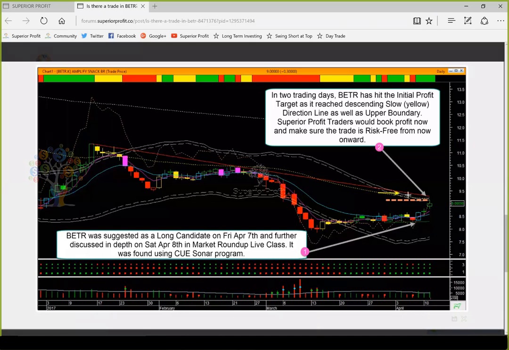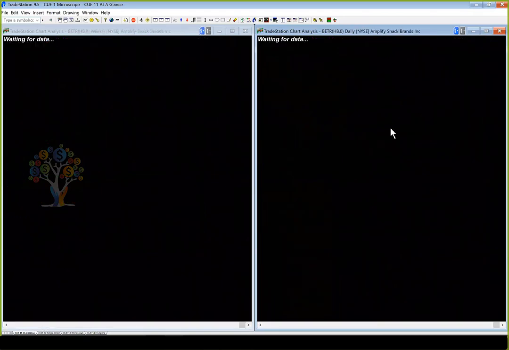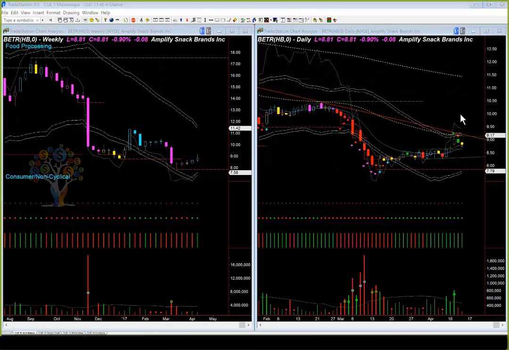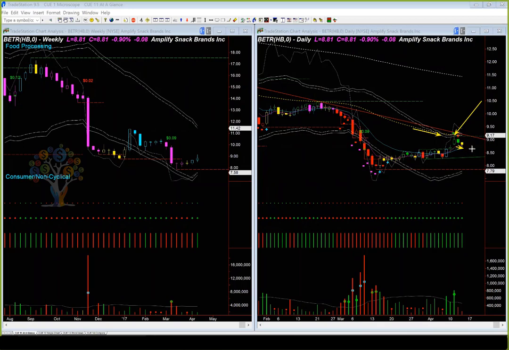Again, our profit target will be at the declining yellow line, or at the upper boundary level, and in 2 days, the top of the candle hit that price and our profit was booked. So we had already booked profit in this trade. We can look at the chart also. Here we can see it had hit the upper boundary and the descending yellow direction line, then it came down a little bit, but it is still near the value area.